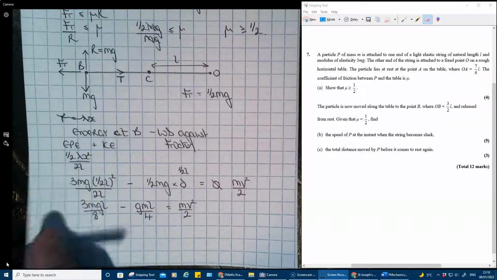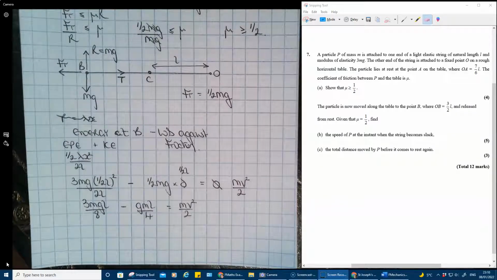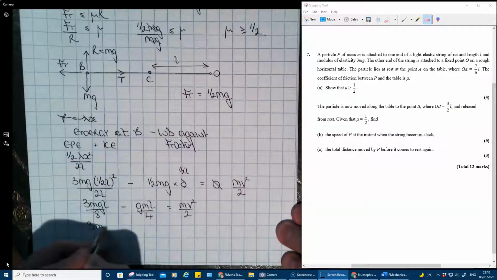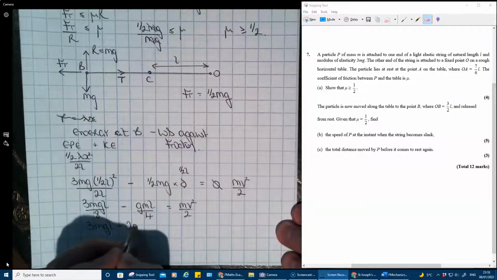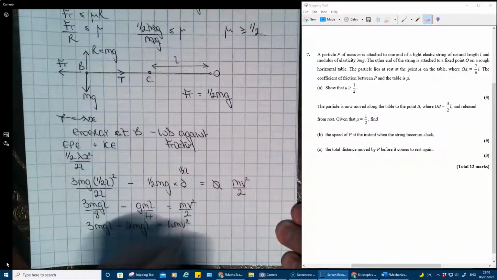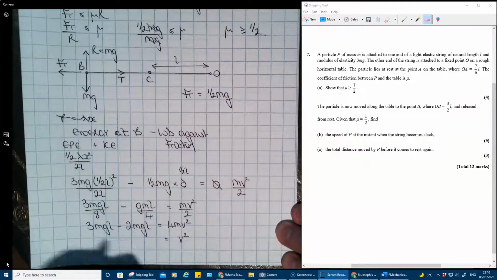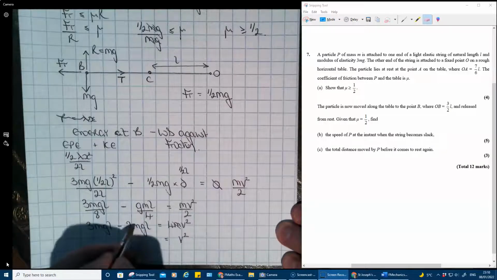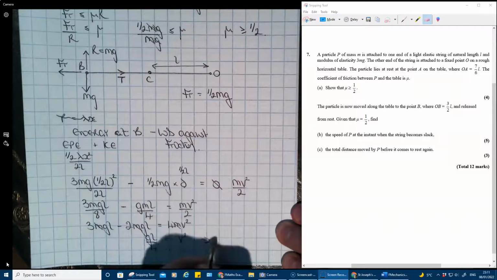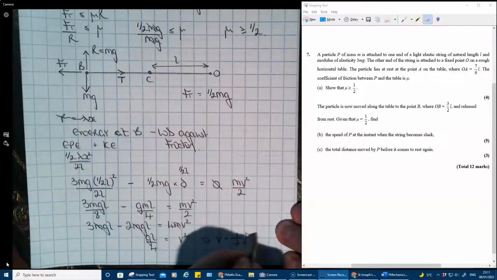Then I times it all by 8. I get 3mgL, take away 2mgL, equals 4mv squared, which gives v squared equals, the m's will cancel, gL over 4, which implies that v is the square root of a quarter gL, which is a half root gL.